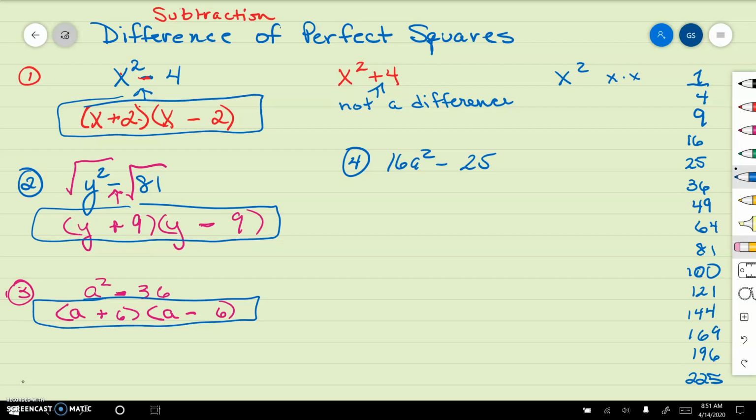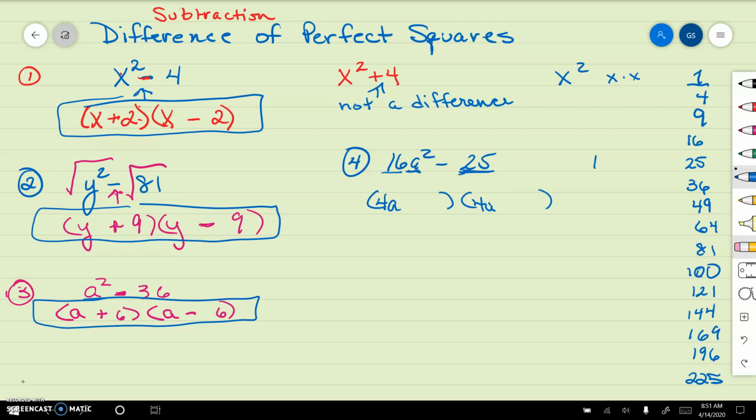First of all, 16 is a perfect square because 4 times 4 is 16. A squared is a perfect square because a times a is a squared. 25 is a perfect square because 5 times 5 is 25. And we have a negative there, so we want to have in our bubbles a positive and a negative because negative means difference. So we have a difference of perfect squares. We're going to take the square root of 16 is 4, but it has an a squared attached to it, and the square root of a squared is a. So in the front of each bubble, you put a 4a, okay?